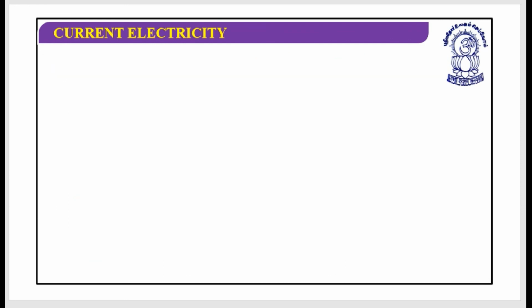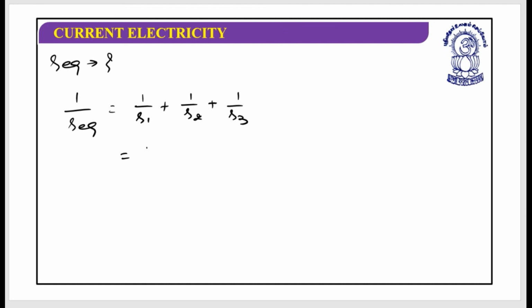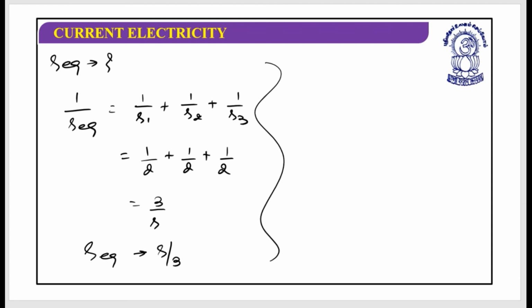Now let's calculate the R equivalent. So 1 by R equivalent is equal to 1 by R1 plus 1 by R2 plus 1 by R3. This is equal to 1 by 2 plus 1 by 2 plus 1 by 2, and that is equal to 3 by 2. So this R equivalent would be equal to R by 3. You can do the same thing while calculating; R equivalent is equal to R by N. This is R divided by 3 ohm.